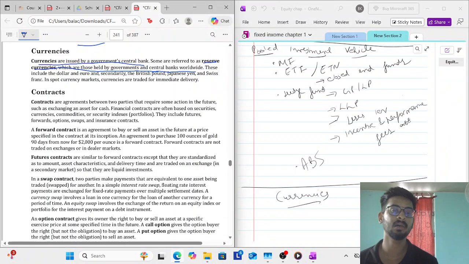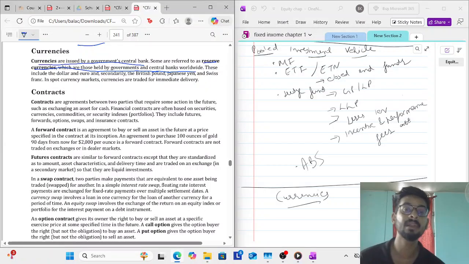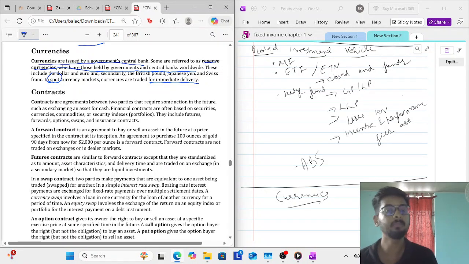I told you earlier it was the euro and now it is the dollar. Secondary ones are the British pound, Japanese yen, and Swiss franc. These have all been reserve currencies at one time, so it actually changes; now it's the dollar. In the spot market, currencies are traded for immediate delivery. So we learned about types of market. What is the spot market? Where we can trade immediately.